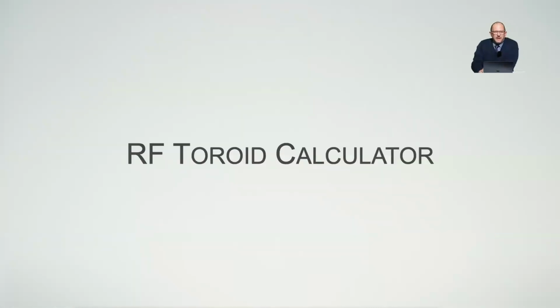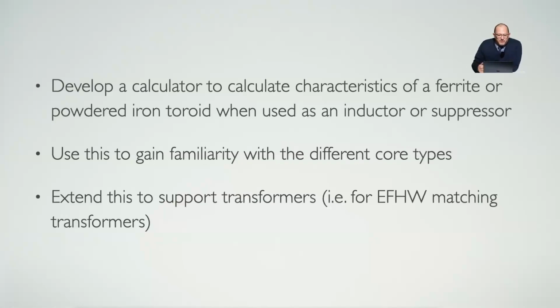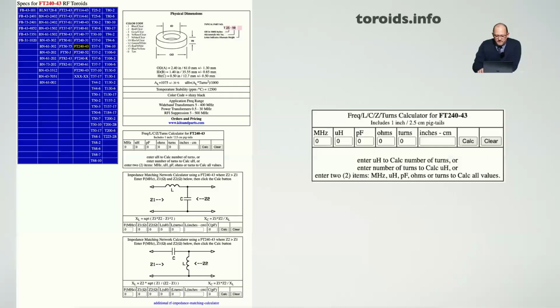And then the next project I worked on was this RF toroid calculator. So I found a great way to learn, like I said, is actually write a little program. I thought a hole in my sort of knowledge was magnetics, the different types of magnetic materials around toroids that were either ferrites or permanent magnets. So the plan was for me to develop a calculator to calculate the characteristics of either ferrite or powdered iron toroids, to use either as an inductor or suppressor, gain familiarity with different types of cores, and then extend that later onto transformers. So I did my research, looked around, and what are the websites?